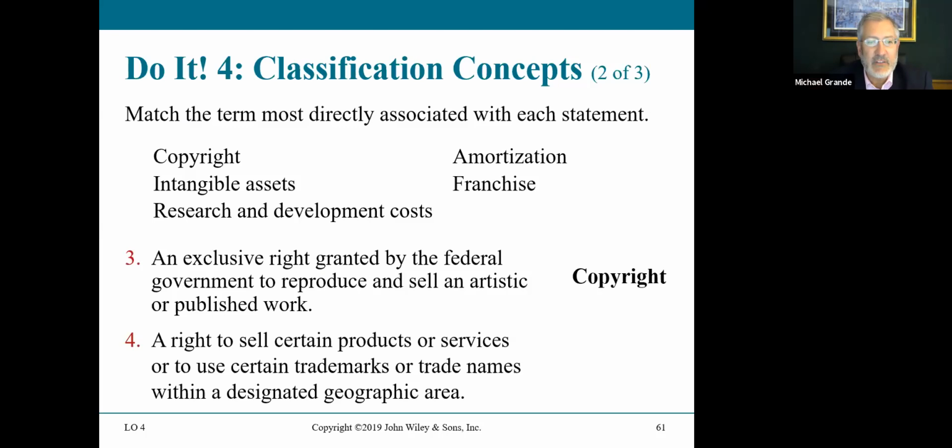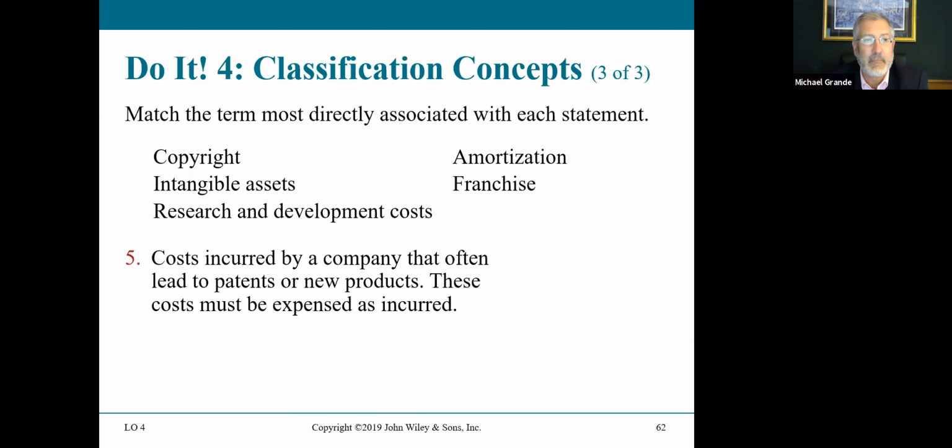And a right to sell certain products or services or to use certain trademarks or trade names within a designated geographic area. Franchise. And number five, costs incurred by a company that often lead to patents or new products. These costs must be expensed as incurred: research and development, because it doesn't necessarily result in a patent or new product.